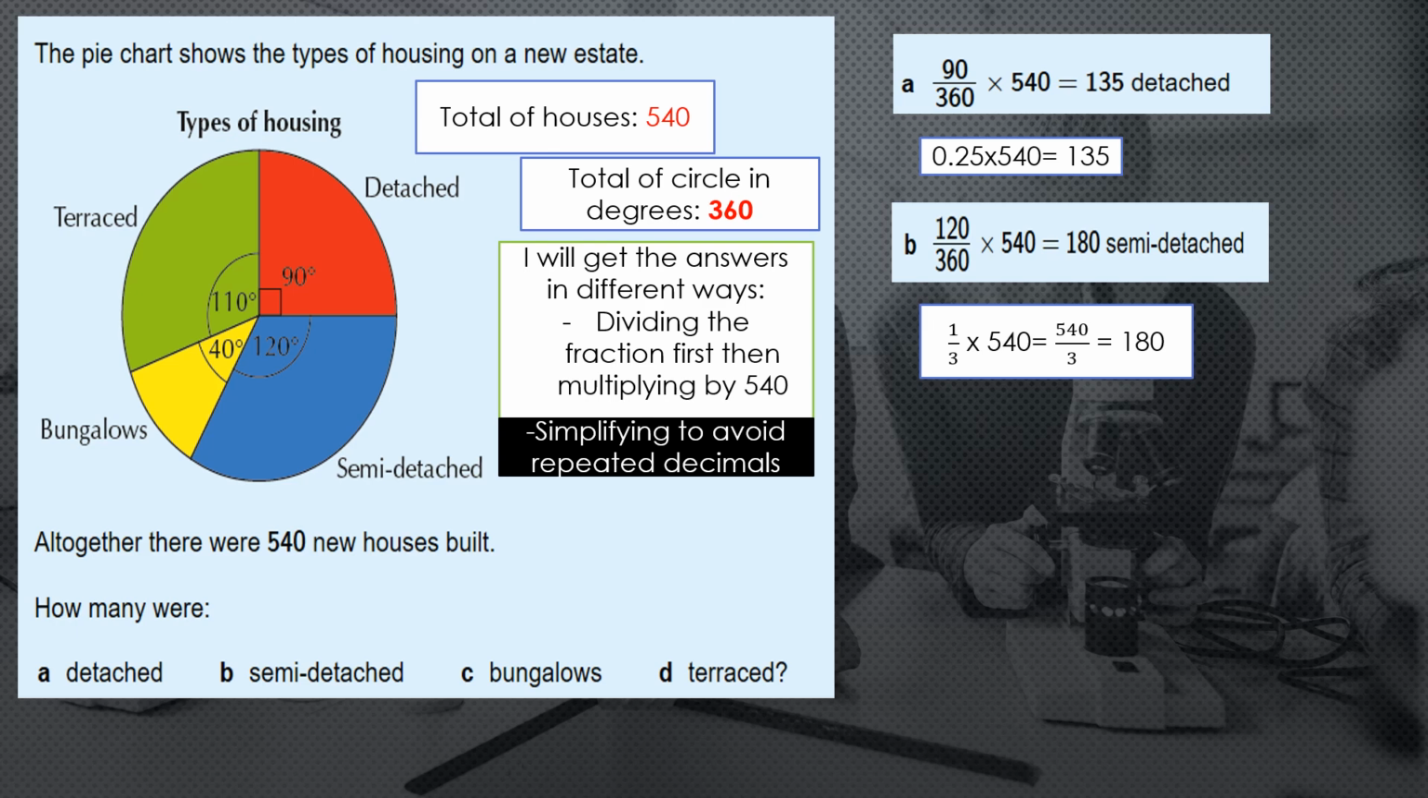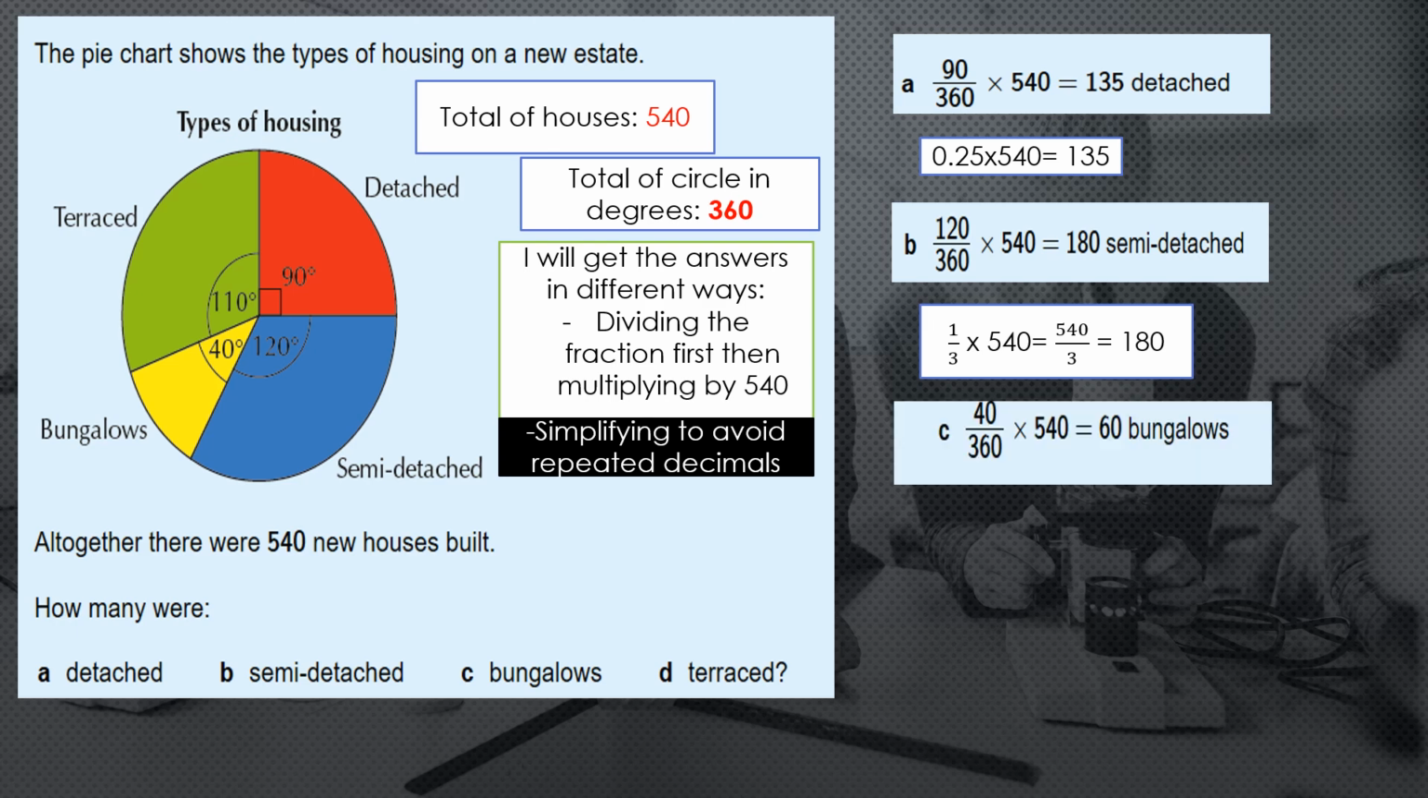6. C. Bungalow. It's represented by the yellow color, which is 40 degrees divided by 360 times 540. This can be simplified as 1 over 9 times 540 to give you 60, or can be written as a decimal part.